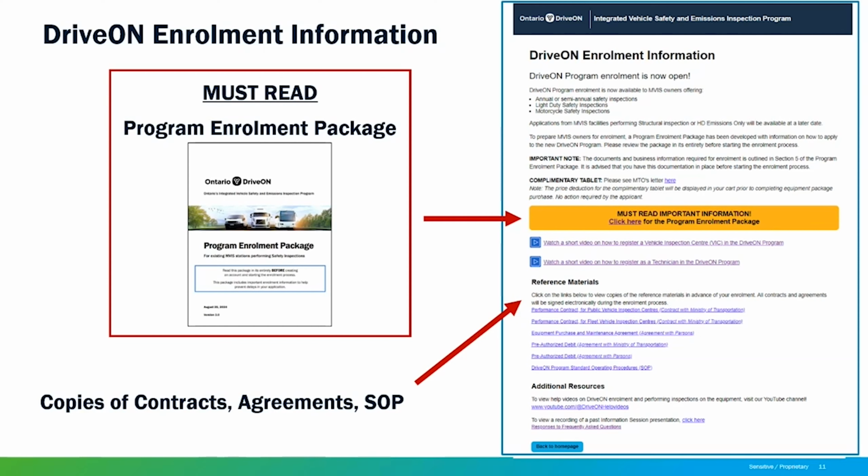I can't stress this enough. It is very important to read the program enrollment package thoroughly, as the accuracy of your application is very important. If the information submitted is not correct, or there are discrepancies in the information provided, the application will be returned for correction, leading to delays in receiving ministry approval.